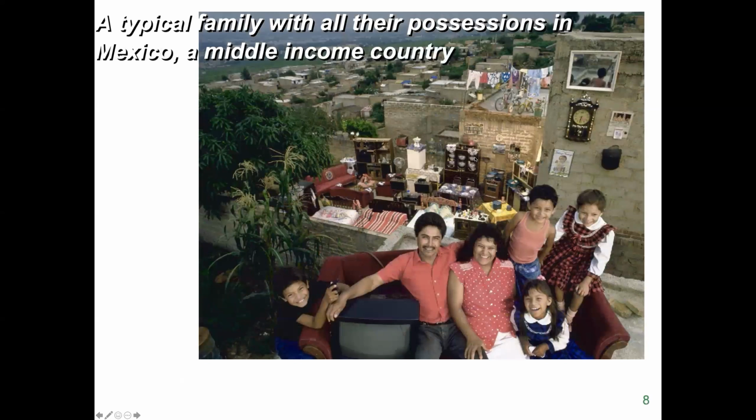Now let's compare to Mexico. So here's a family with all its possessions in Mexico, a middle-income country.